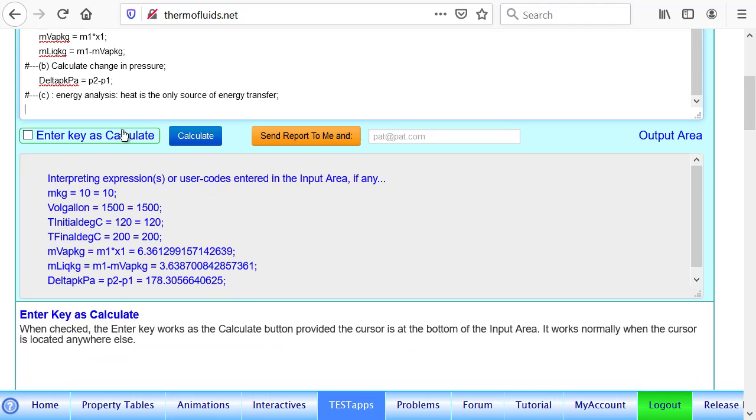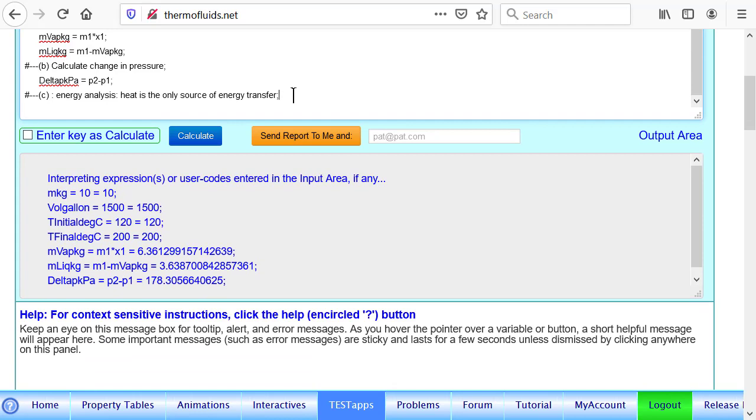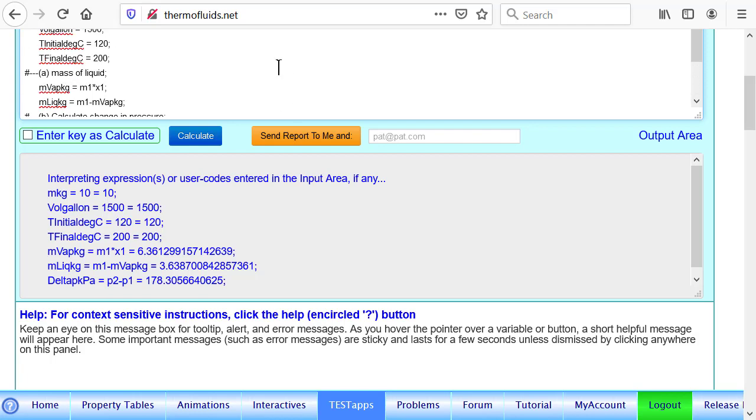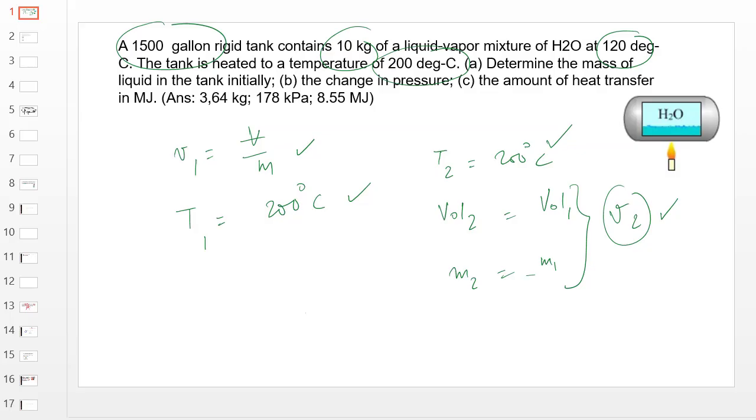And part C is a little bit difficult because it involves energy analysis. How much heat has been transferred? If you go back to the problem and think about it, heat is the only way energy is being transferred in this problem, right? There is no work. Of course, there is no electricity crossing the boundary. There is no shaft crossing the boundary. And the boundary is rigid, so there is no boundary work either. So therefore, heat is the only way energy is entering the system.